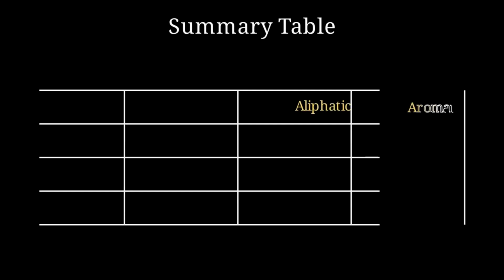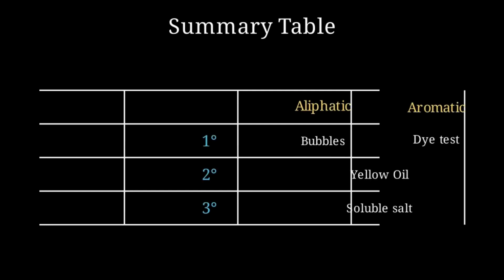To summarize, primary aliphatic amines produce nitrogen gas. Primary aromatic amines form diazonium salts that turn into dyes. All secondary amines form yellow oils, while tertiary aliphatic amines form clear soluble salts.